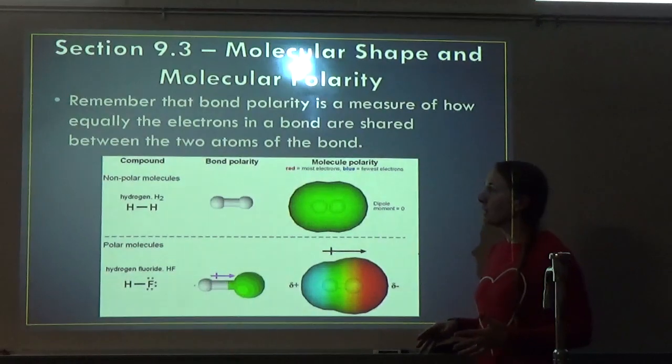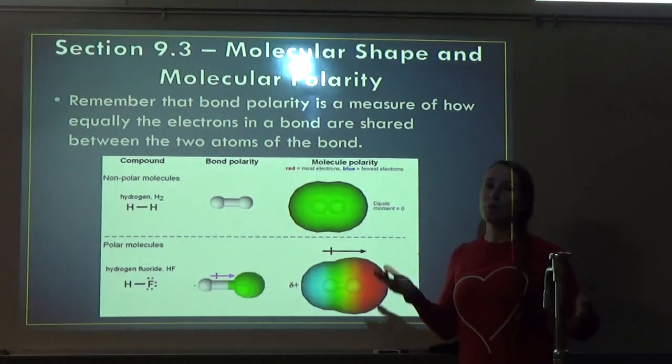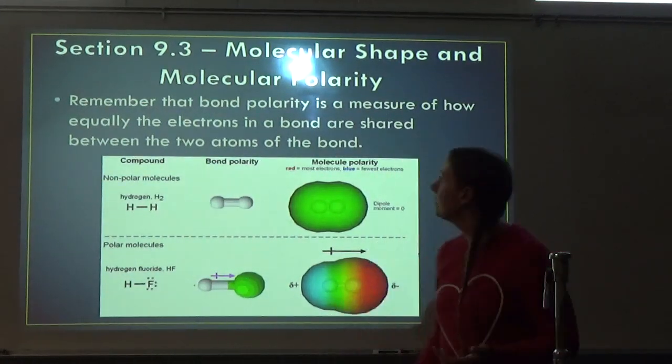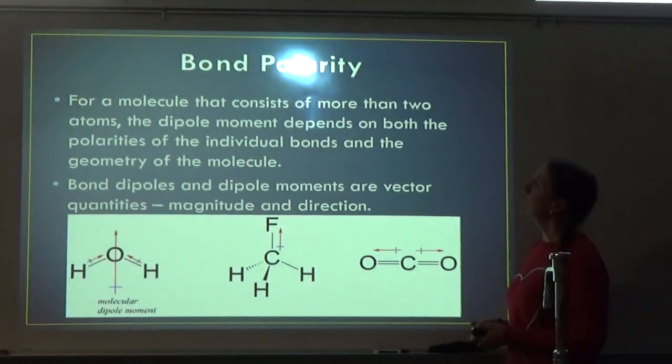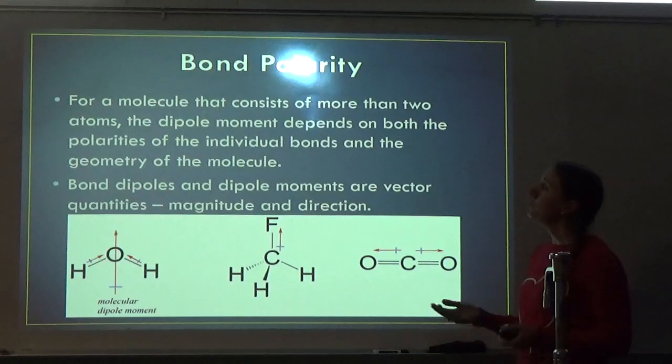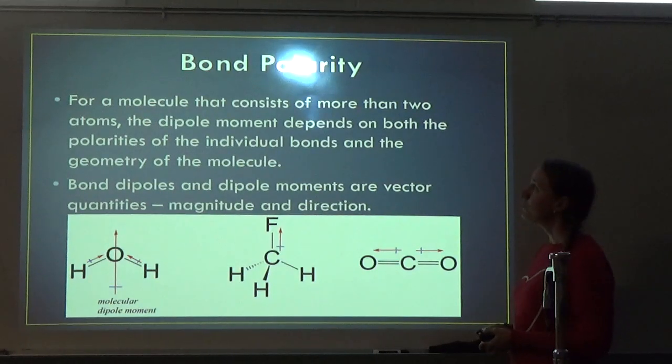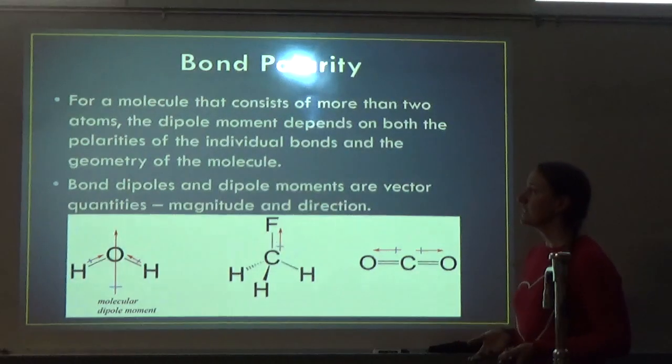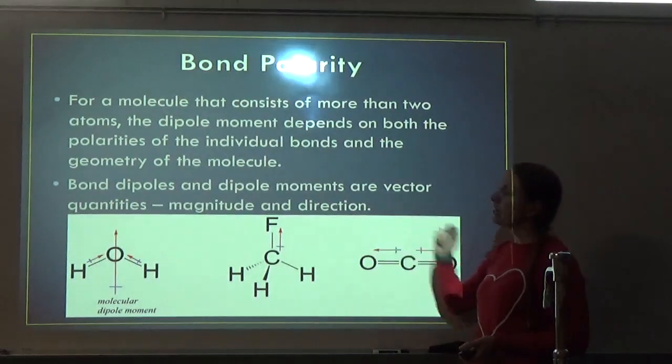So what we're going to talk about is how, in molecules, dipole moments sometimes can cancel out. For a molecule that consists of more than two atoms, the dipole moment depends on both the polarities of the individual bonds and the geometry of the molecule. Bond dipoles and dipole moments are vector quantities. A vector just has a magnitude and direction.